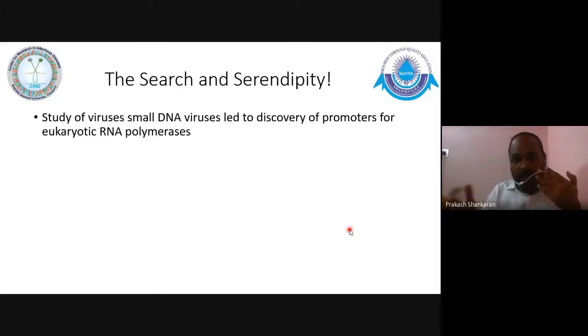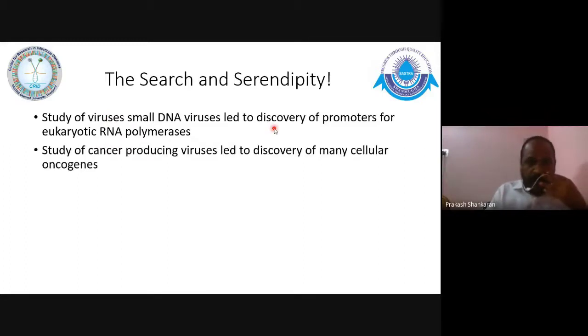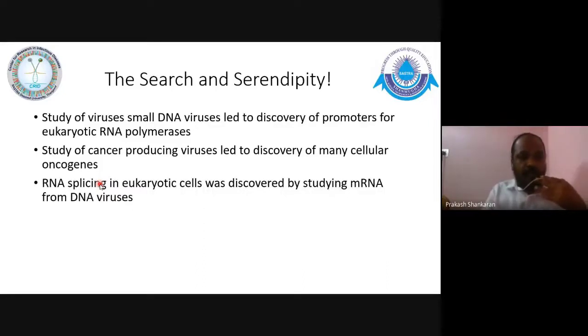For example, a study of small DNA viruses led to the discovery of promoters of eukaryotic RNA polymerases. We know how important a promoter is. We came to know only when we started studying DNA viruses. Before that, we didn't know that. Study of cancer-producing viruses led to the discovery of many cellular oncogenes. We have oncogenes that can cause cancer, but we didn't know that they exist in us. When we started studying these viruses that cause cancer, we came to know that we have these genes already in us.